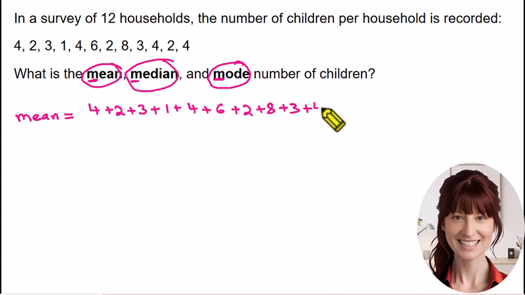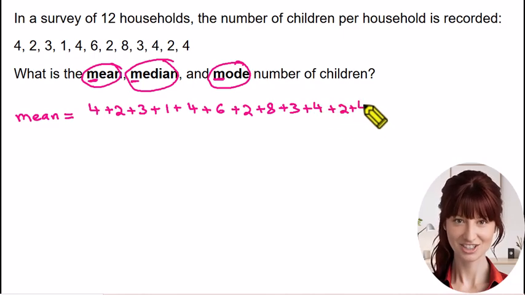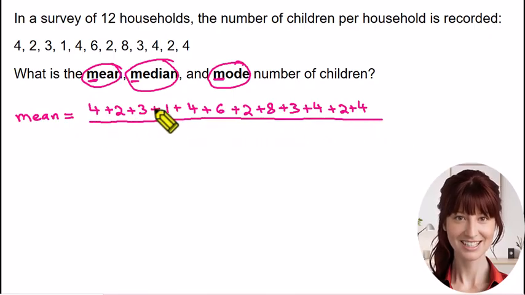So this sum will be the numerator in the fraction, right? All of these 12 numbers added together. And the denominator is 12 because we know that we have 12 households. And then, of course, you can count the number of numbers: 1, 2, 3, 4, 5, 6, 7, 8, 9, 10, 11, 12. All right. Now, add these numbers together, and the sum is 47. And then we're going to divide 47 by 12.